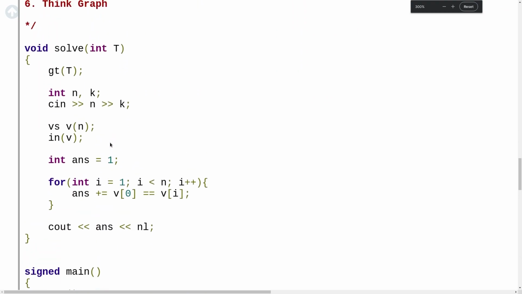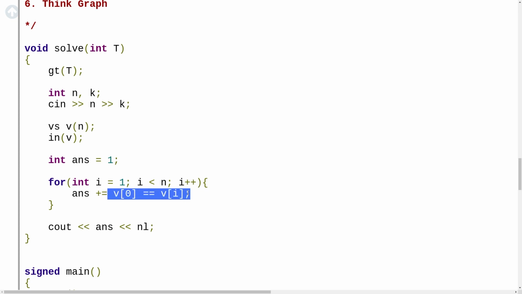What I have done is I have taken two integers n and k, and I have created a vector of strings of size n, and I have taken input in it. Now I initialize my answer with 1, and I am traversing through all the strings from 1 to less than n. Right. So if v of i is equal to v of 0, I'll add 1 to my answer. Otherwise, I'll do nothing. So at the end, I can just print my answer.